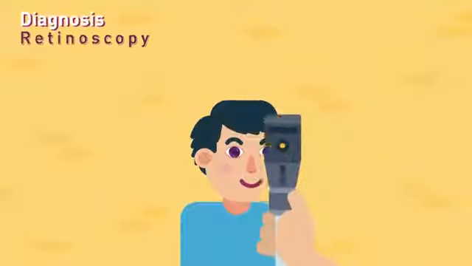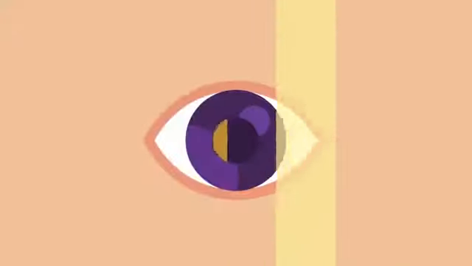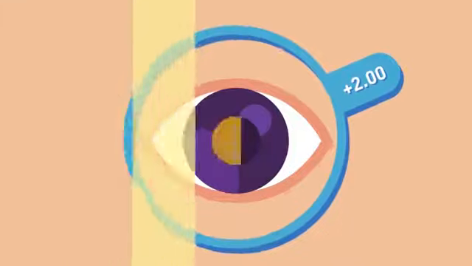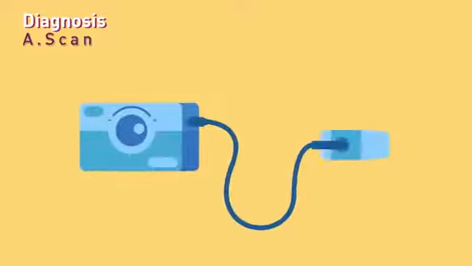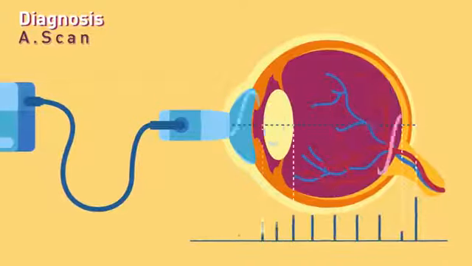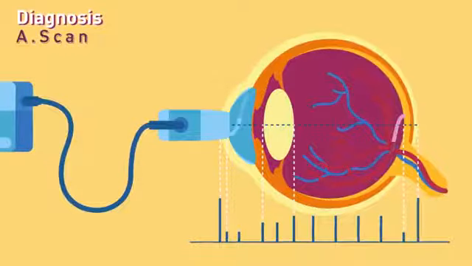Diagnosis. Retinoscopy, a handheld device that throws light in the eye, allowing us to observe its movements and reflection, hence helping to confirm the refractive error. A scan, a small ultrasound probe that throws ultrasound waves in the eyeball and then detects their reflections or echo timings, calculating the eyeball length.